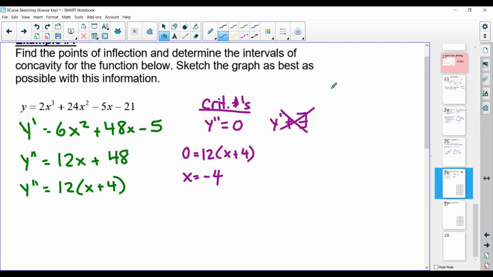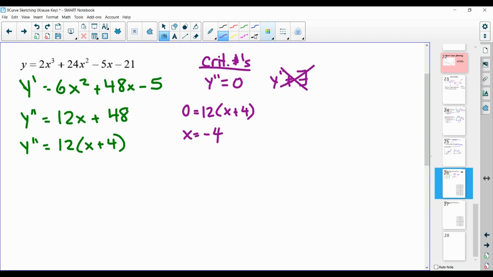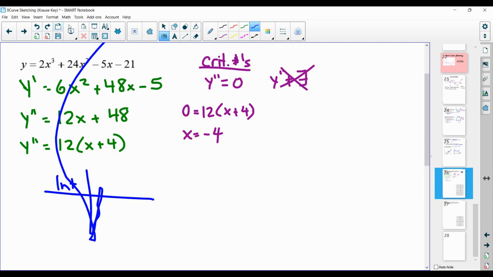And so the next thing we're going to do is set up our intervals, just like we did when we were looking for our local maxes and local mins, except this time we're doing it with our second derivative. So we have our interval. We're looking at x plus 4.